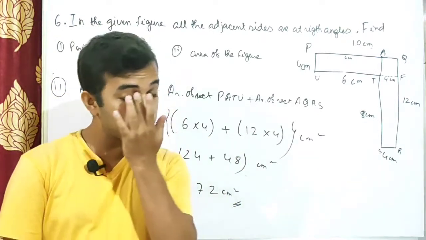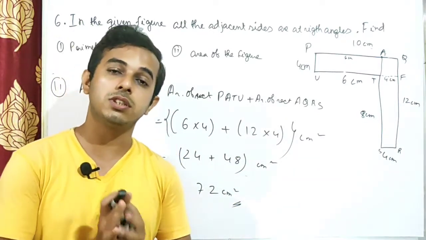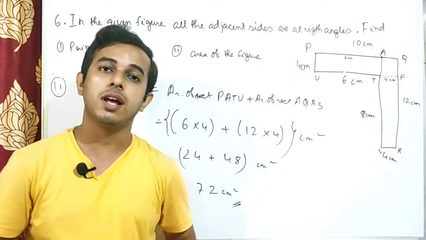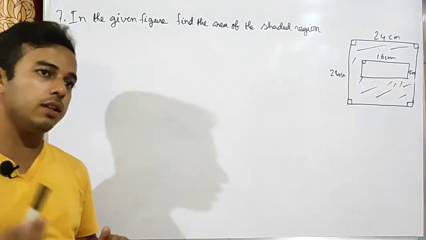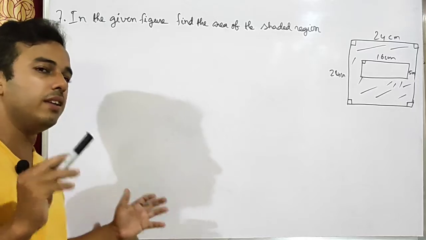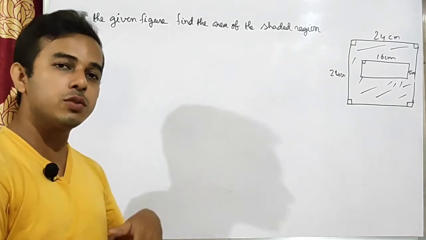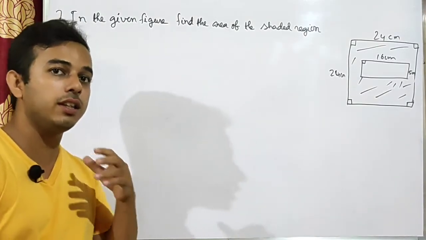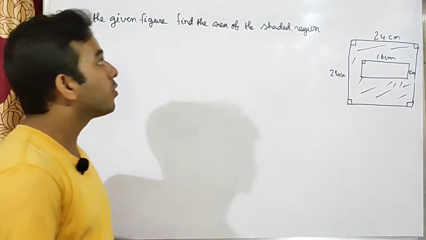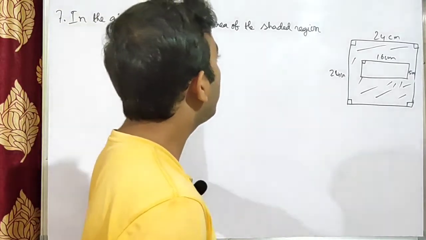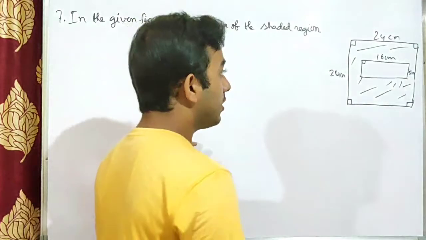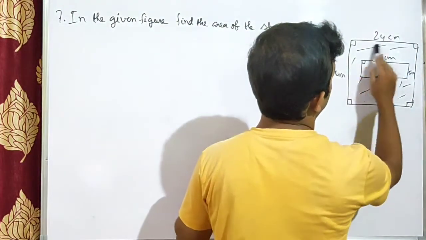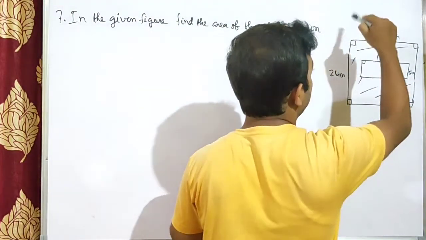Okay. So now let's move to our next question, that is question number 7 of our today's class. So our next question is also very easy. Such type of questions we have already done in the starting of our class. So here the question is, find in the given figure, find the area of the shaded region. Shaded region is this part. Okay, this region.